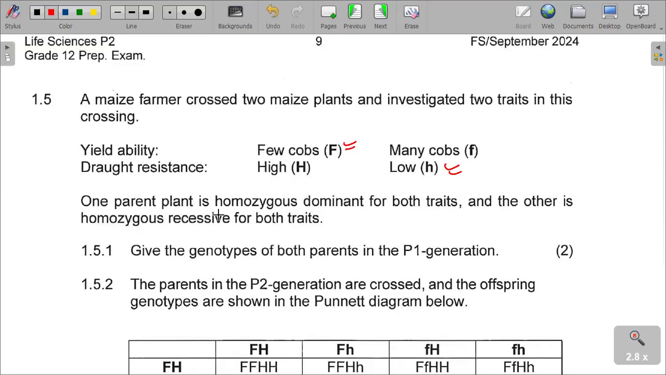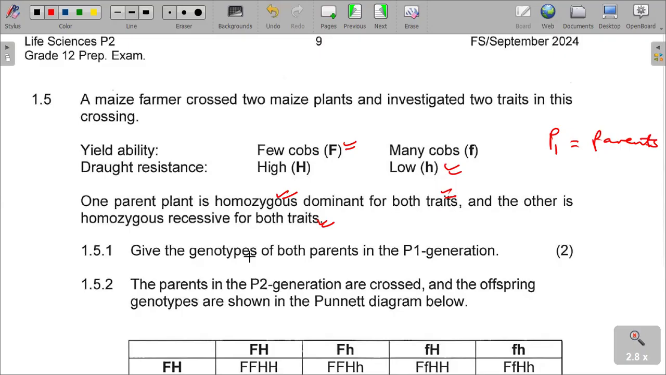One plant is homozygous dominant for both traits, and the other is homozygous recessive for both traits. Give the genotypes of both parents in the P1 generation. P1 represents parents 1. So we are given that one plant is homozygous dominant for both traits, and the other is homozygous recessive for both traits.